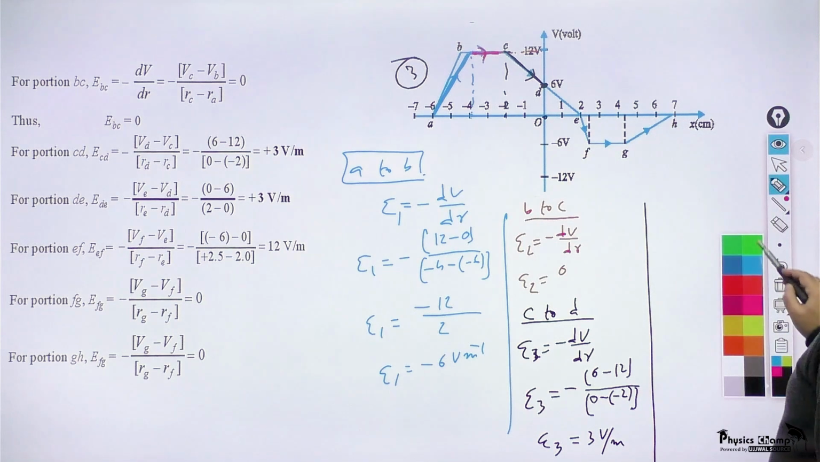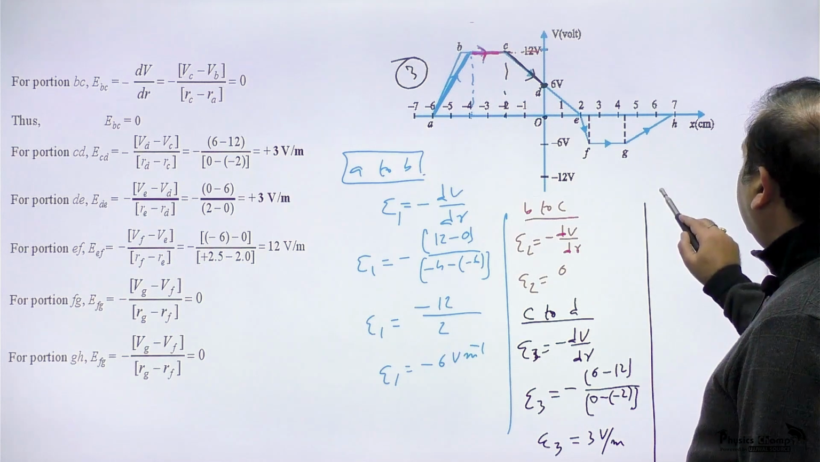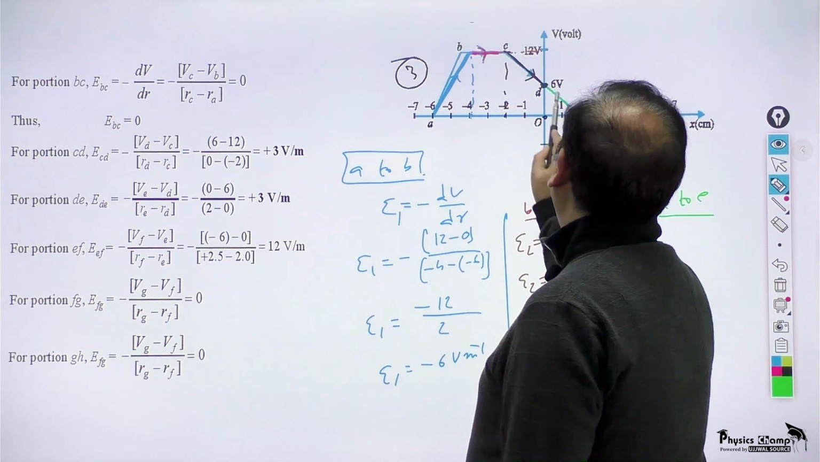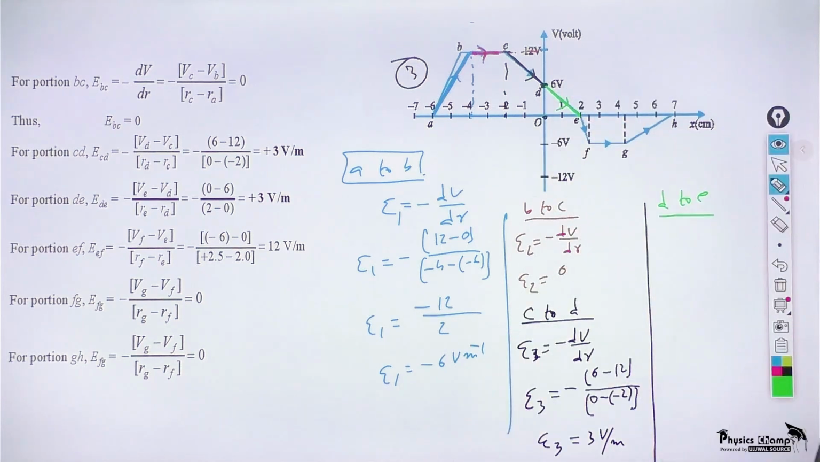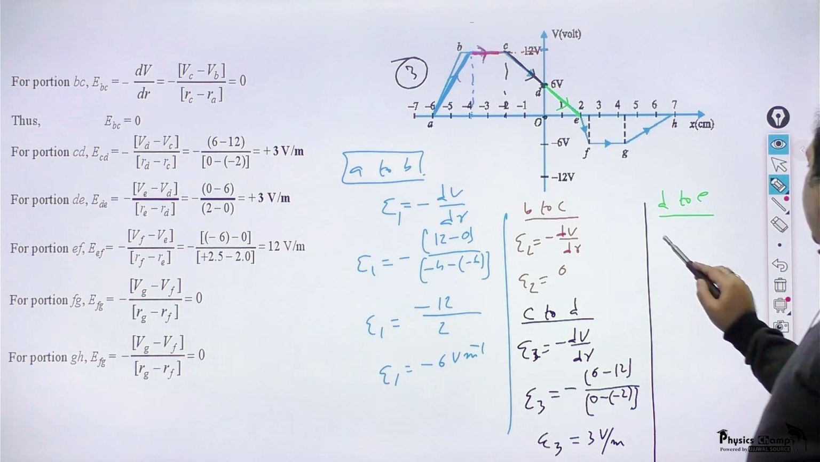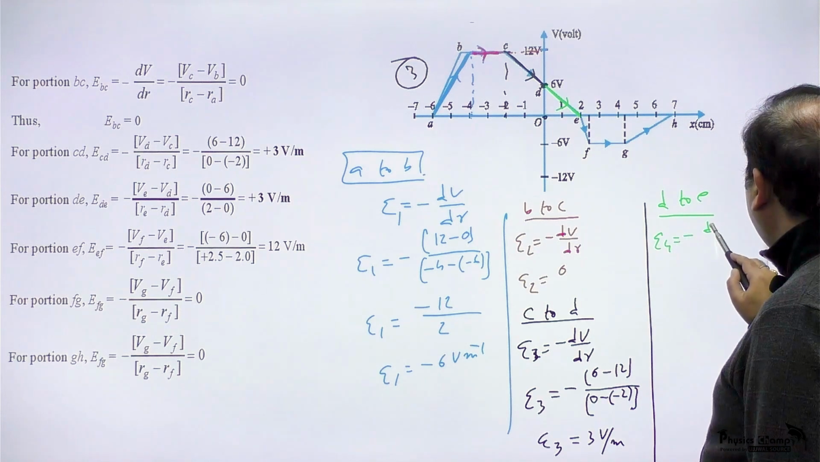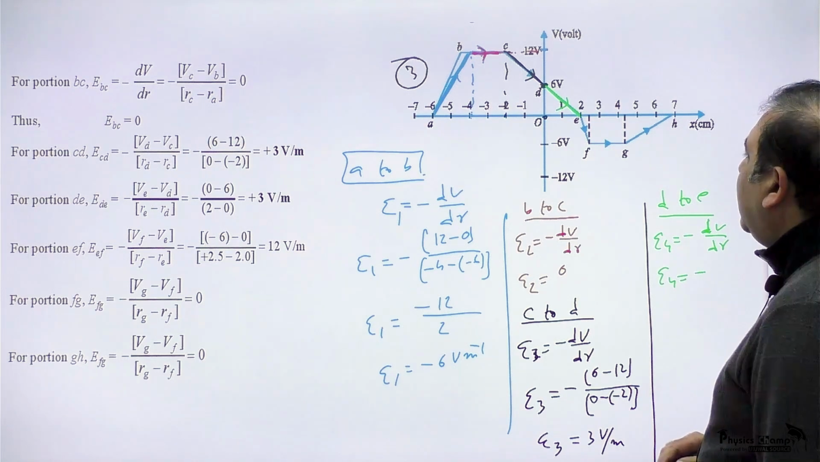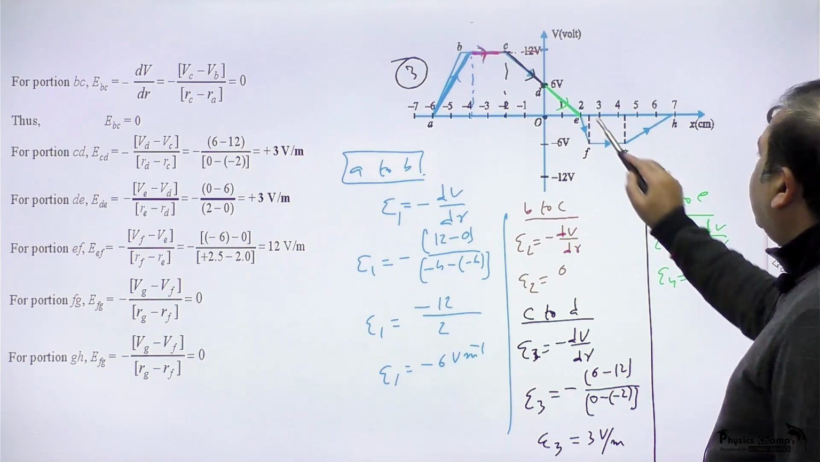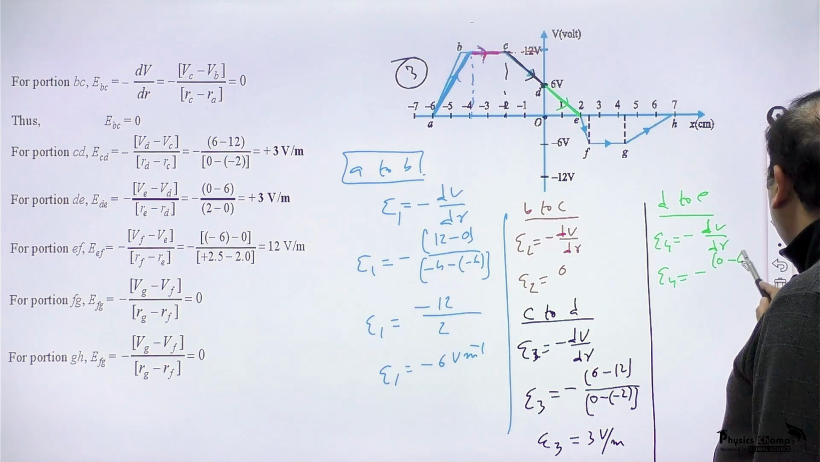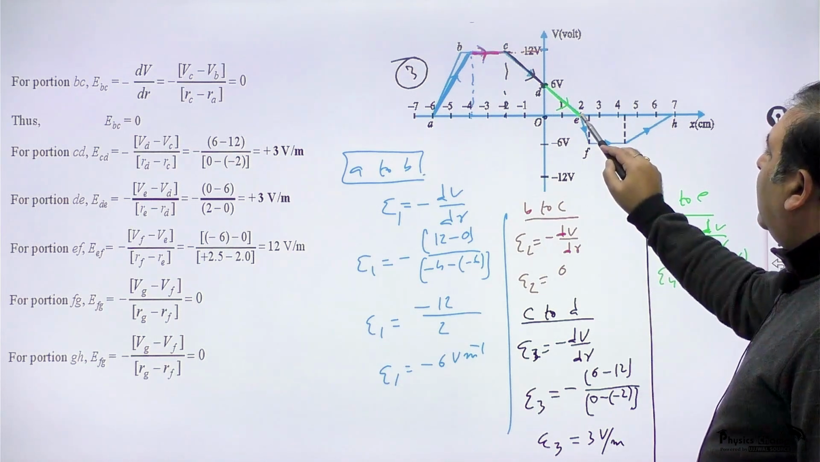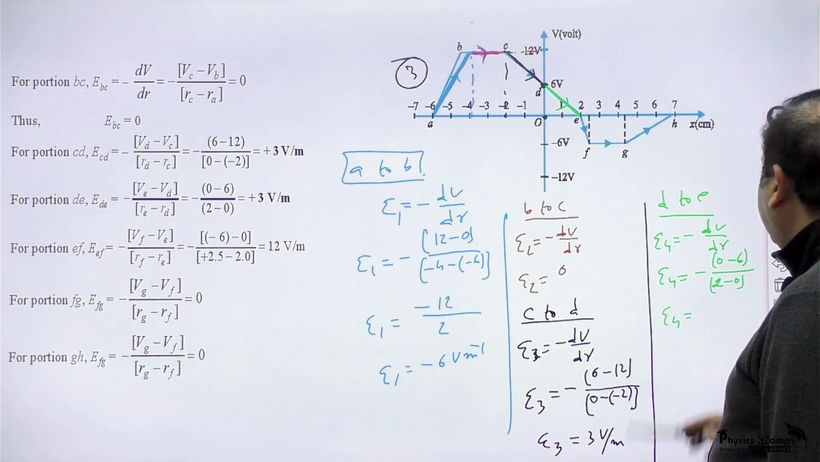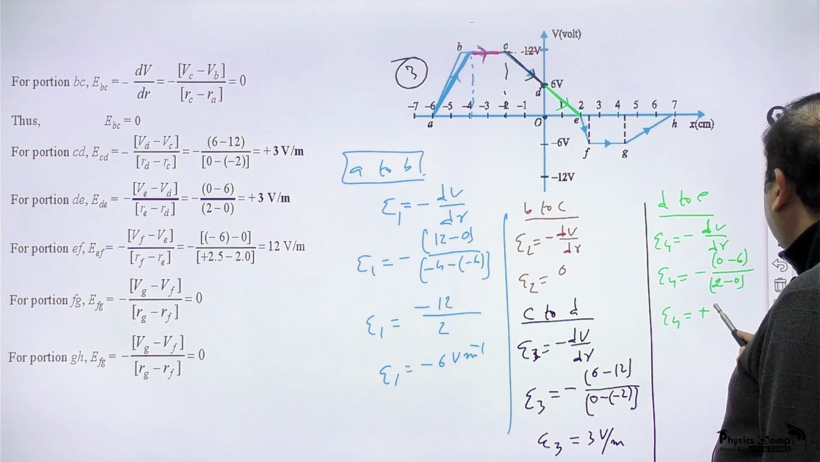Let's talk about now another portion, and that is D to E. So D to E is this portion. During this portion, which will be the electric field? So electric field here will be again minus dV by dr. dV stands for V final. V final is what? 0. Minus V initial, which is 6, divided by dr. Final is 2, minus initial is 0. So E4 will be 6 by 2, that is plus 3 volt per meter.